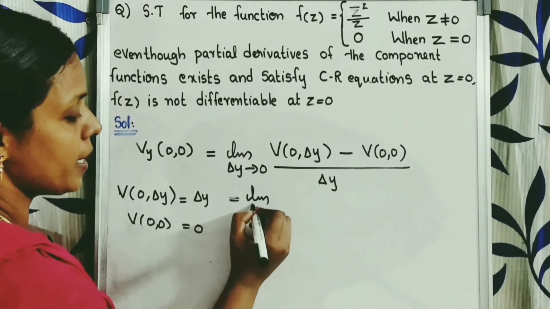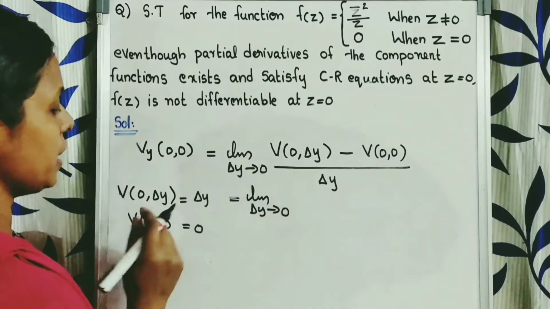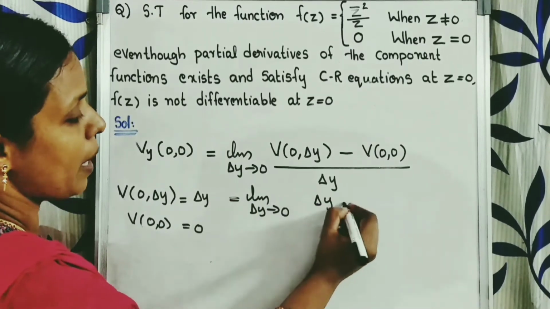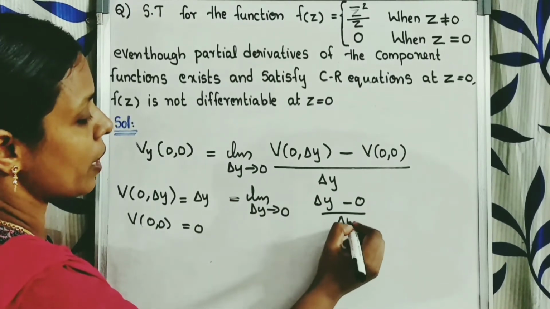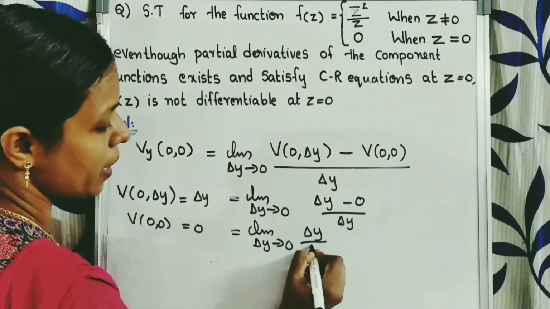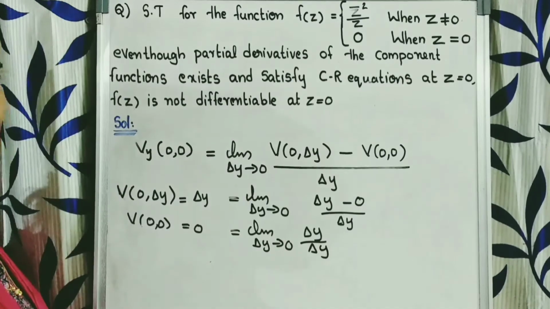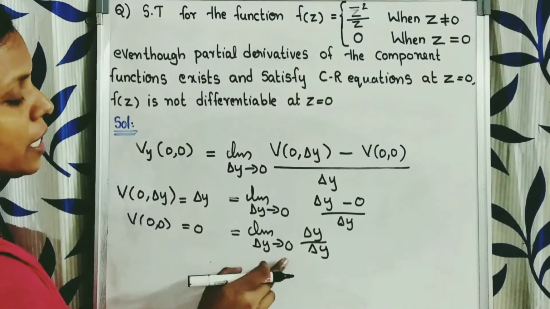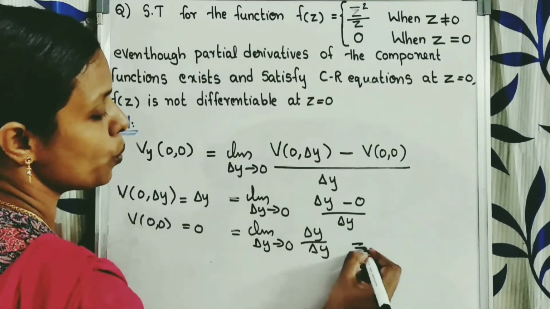We get limit Δy tends to 0, here this is Δy minus 0 divided by Δy. Δy divided by Δy is 1. Then limit Δy tends to 0, 1 is equal to 1.